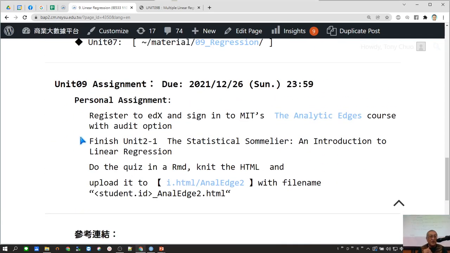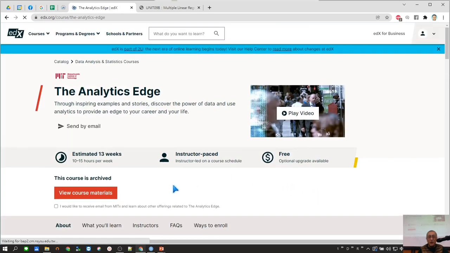Now, in this week's personal assignment, I want you to register into one of MIT's online courses. It's called the Analytics Edge, okay? If you push the Analytics Edge, you will see something like this. And if you try to view the course material, it will tell you to do the registration, okay? Because it's an online course platform, so you need to register into the edX platform before you can enroll into this course, okay?